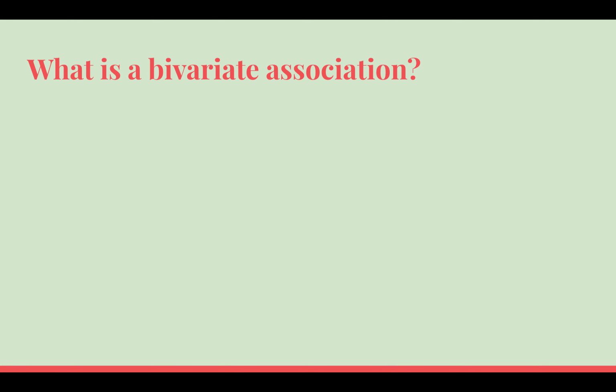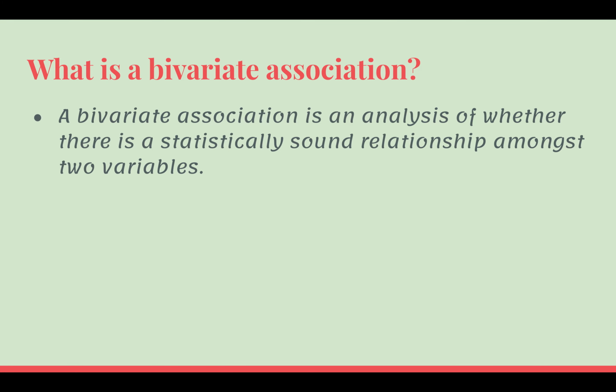Firstly, what is a bivariate association? A bivariate association is an analysis of whether there is a statistically sound relationship between two variables. For example, people with higher IQs score higher on standardized exams, or people who exercise more are less likely to go to the hospital.